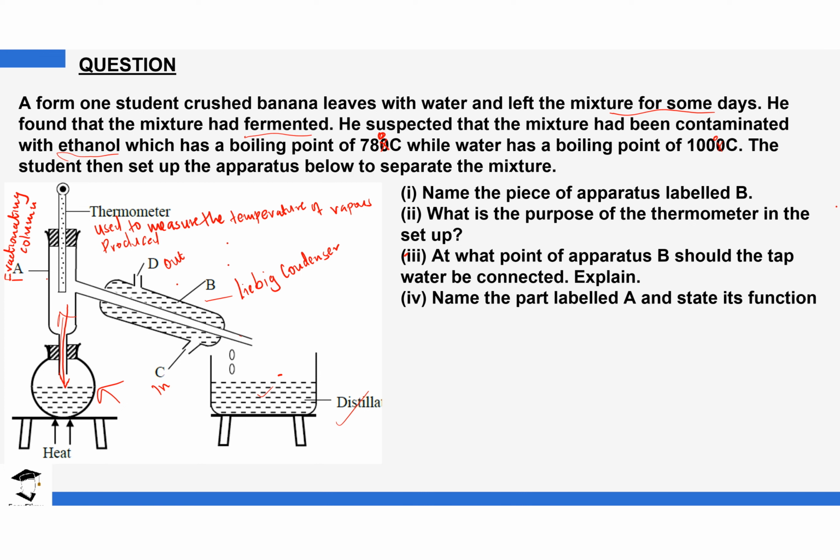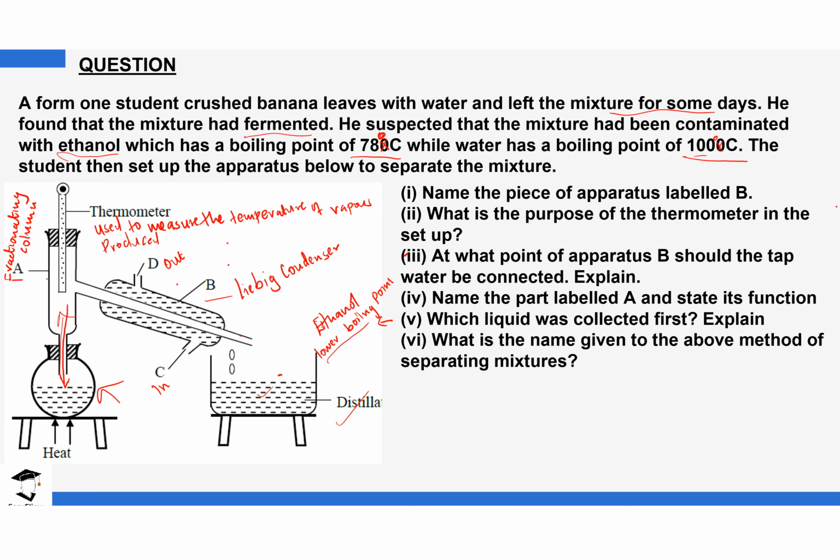Next question is, which liquid was collected first? So, in comparison to ethanol, which is 78 degrees Celsius, and water, which is 100, you pick the lowest boiling point. So, in this case, the one that was collected first was ethanol. And the reason why is because it has a lower boiling point in comparison to water. And then, what is the name given to the above method of separating mixtures? So we call this method fractional distillation.